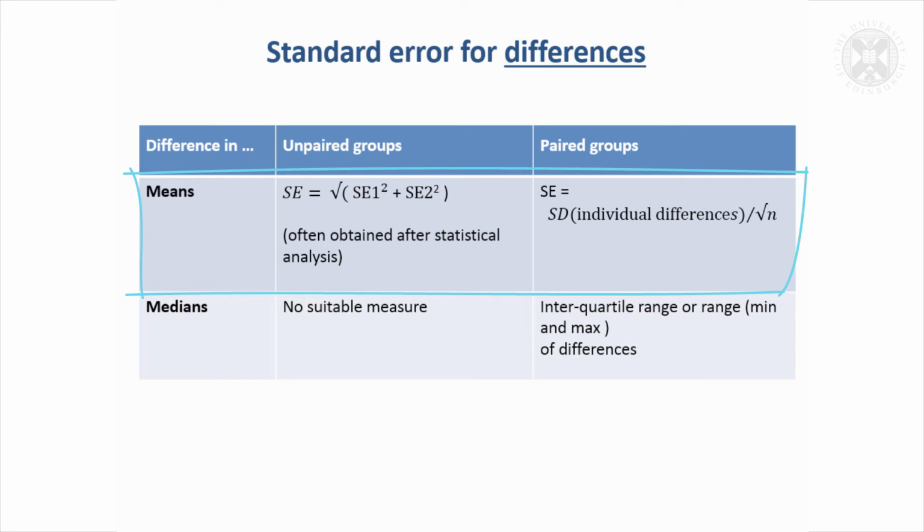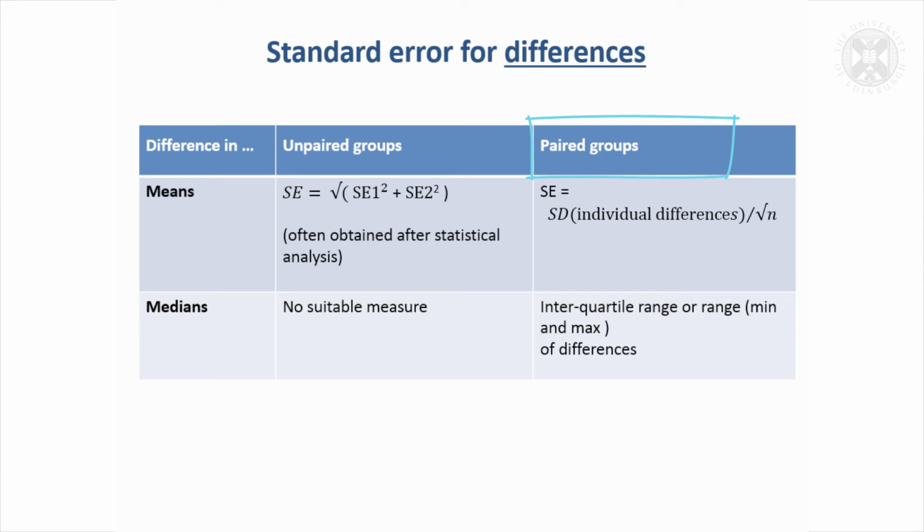If you had a difference in means, then the standard error is simply going to be the sum of the standard errors squared for the two means, summed together, and then take the square root. As I've said, that's often obtained after a statistical analysis. I think people often prefer to just present the individual means with their standard errors if they're just doing a simple summary. But if you do want to give a mean difference with a standard error, then that's how you can calculate it. The only thing to note is that sometimes you get paired groups.